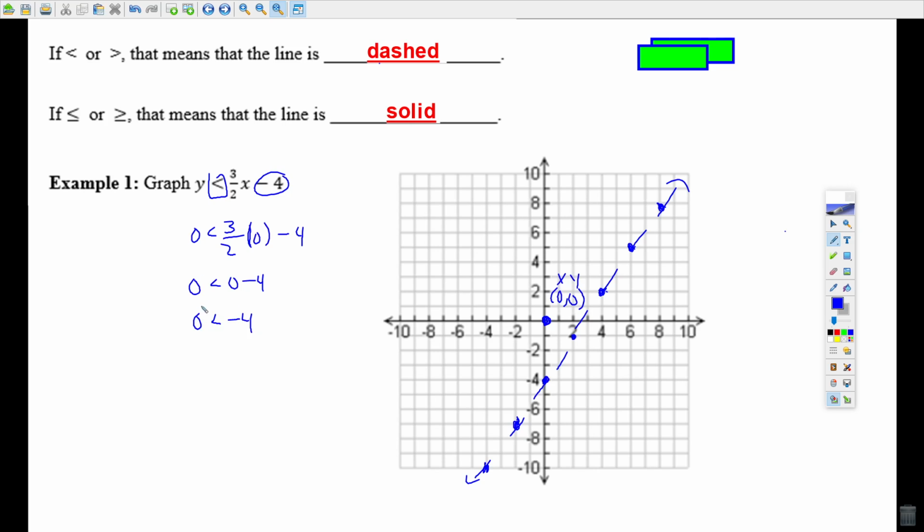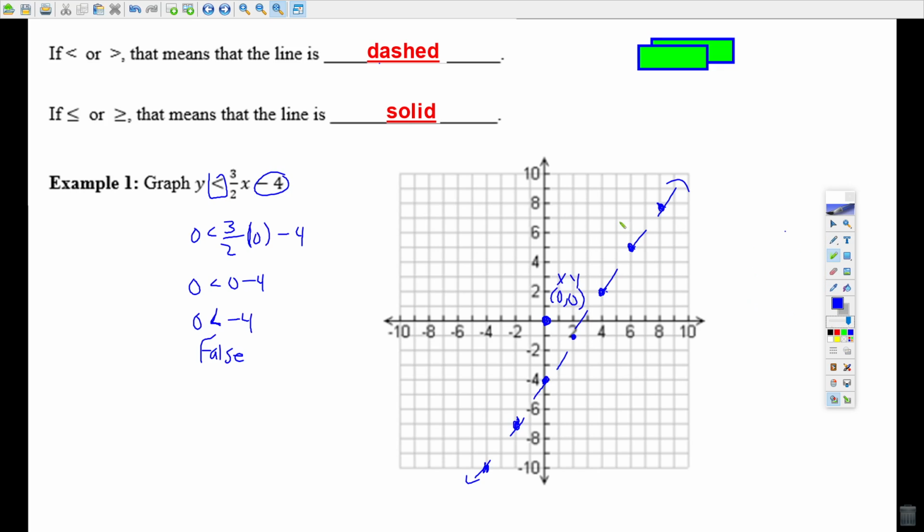And then you ask, is that a true statement or a false statement? Is 0 less than -4? No, -4 is a smaller number. So this is false. So what you do in this situation is we look over and see, oh, 0, 0 is not part of the solution, so it's not where you shade it. It has to be shaded on the other side.